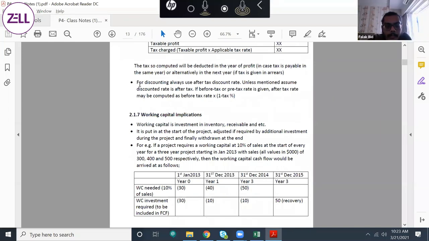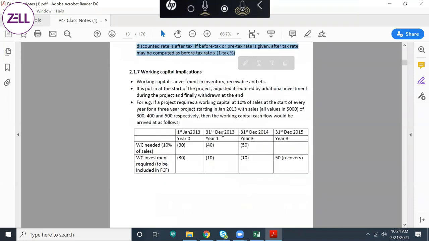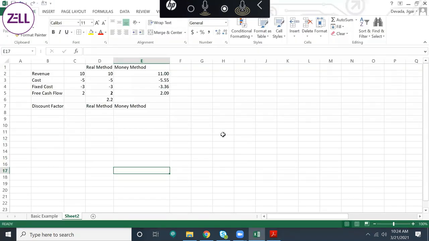Okay. Now, for discount factor. Sometimes the question will give you discount factor pre-tax and post-tax. Okay. One thing to keep in mind: the discount factor that we're going to use is always going to be after tax. If it is given before tax, you'll reduce the tax from it. Clear, everyone? Yes, sir. Yes, no? Yes, sir.